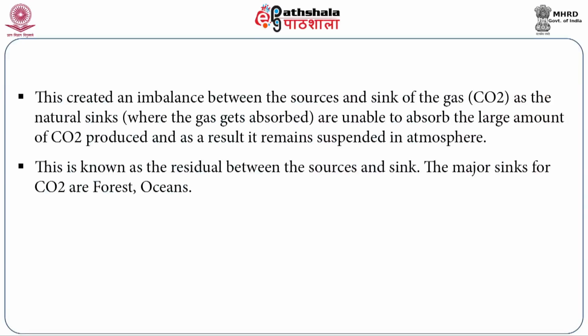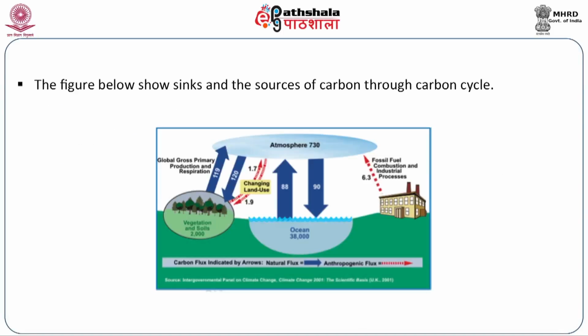This has created an imbalance between the sources and sinks of the gas carbon dioxide, as the natural sinks where the gas gets absorbed are now unable to absorb the large amount of CO2 that is produced, and as a result it remains suspended in the atmosphere. This is known as the residual CO2 between the sources and sinks. The major sinks for carbon dioxide are forests and oceans. The figure below shows sinks and sources of carbon through the carbon cycle.